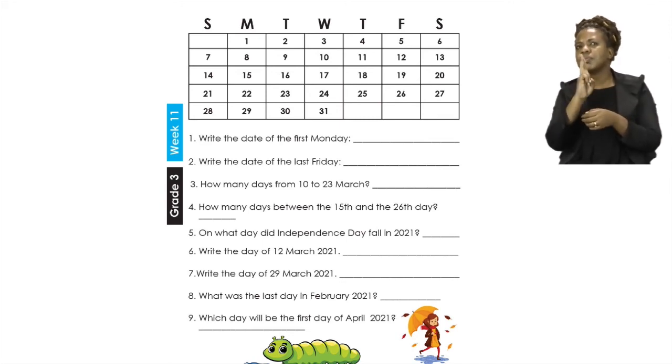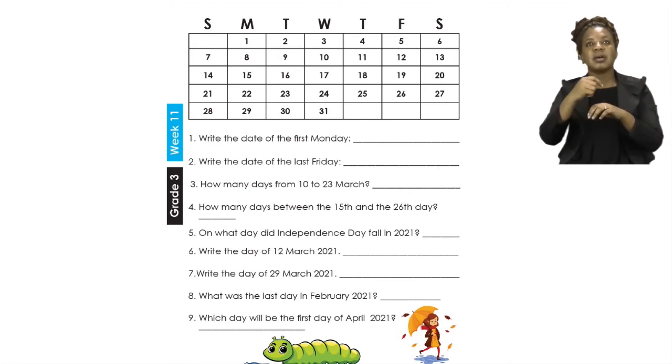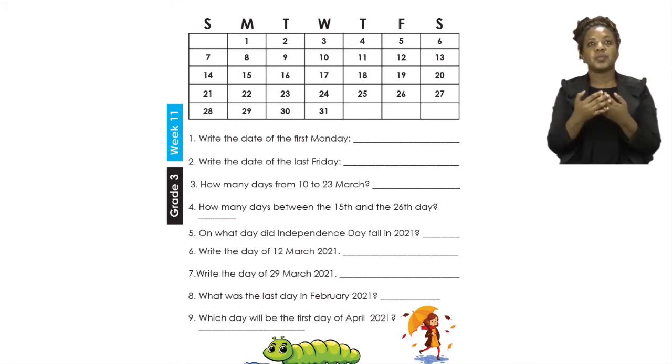Well, we say Monday 1 March 2021. That is how you're going to write your date. Or you can also write 1 March 2021, since the Monday is already there.